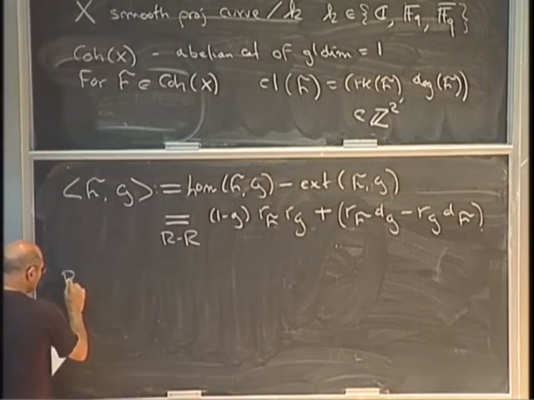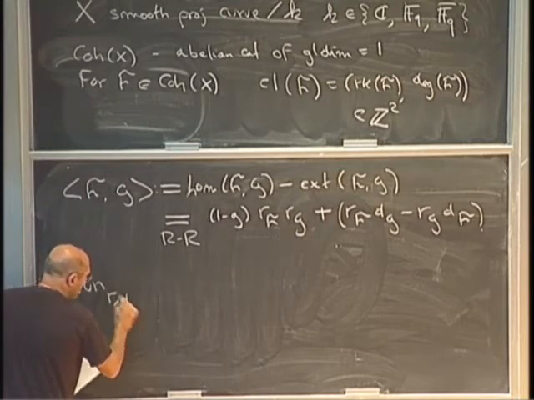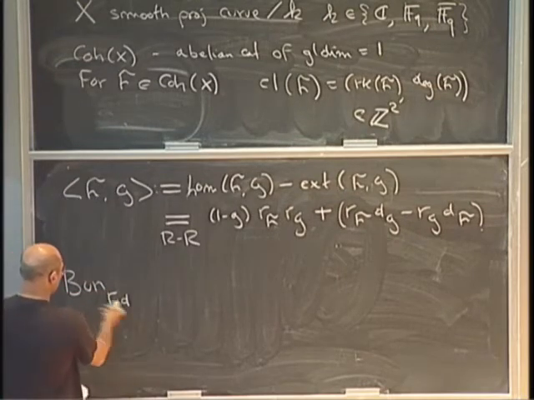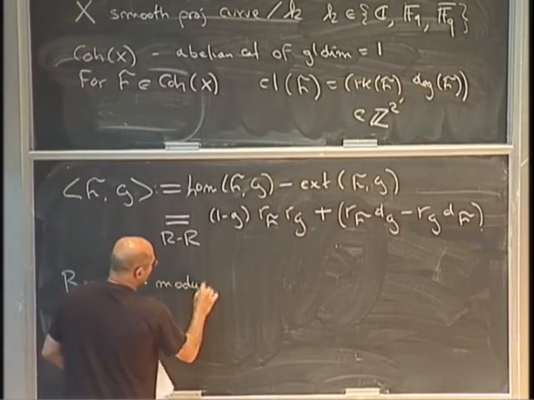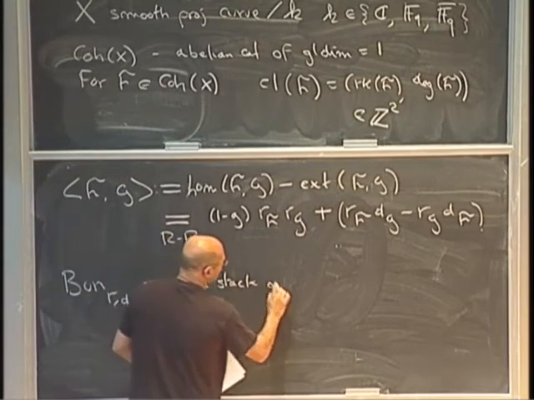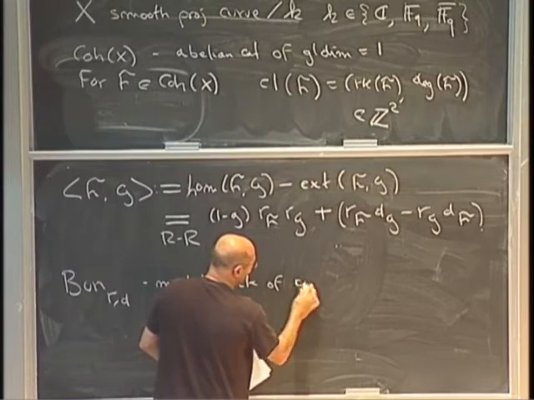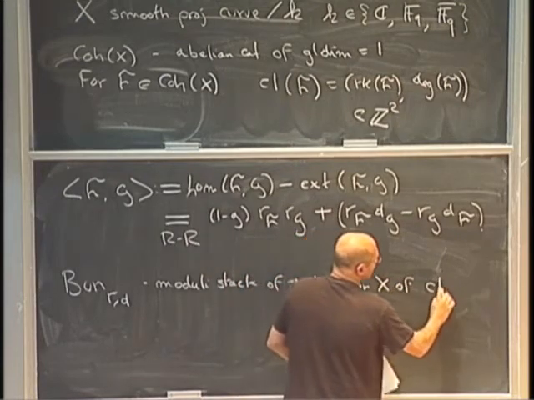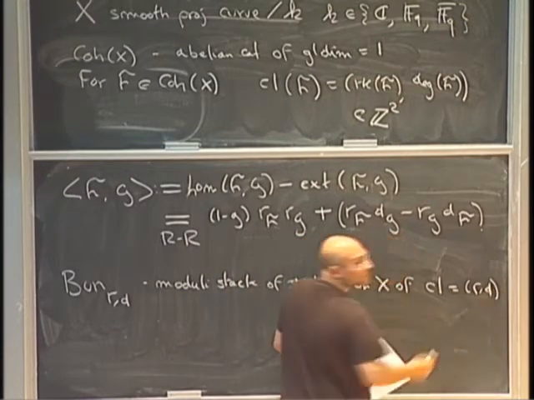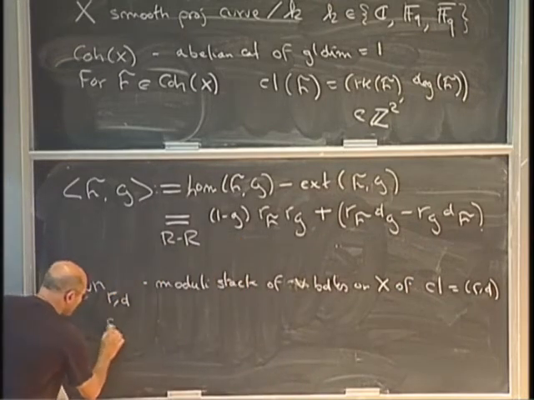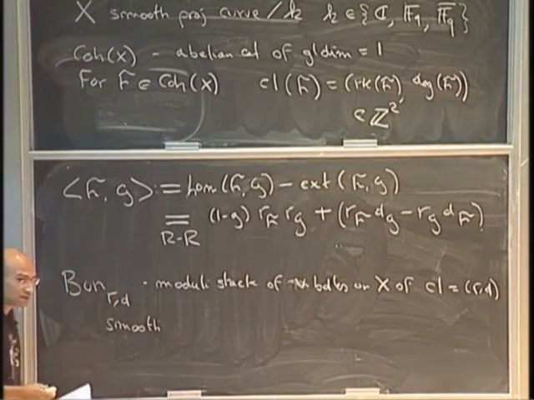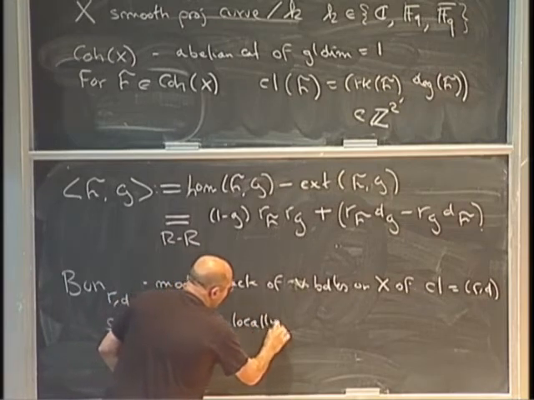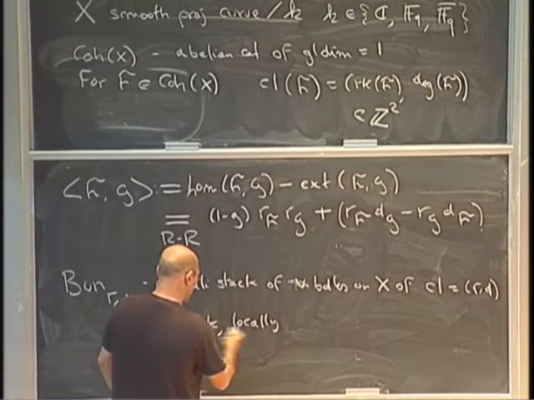And we can consider the moduli stack Bun_{R,D}. So I fix the discrete invariants R and D, and I consider the moduli stack of coherent vector bundles on X of class equal to (R, D). And this is smooth, as explained by Victor. This is a smooth stack. It is locally of finite type, which I will explain in more detail in the next lecture.